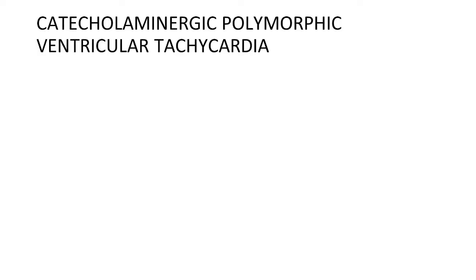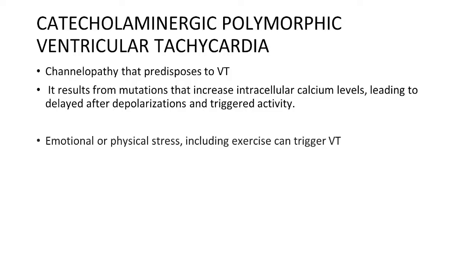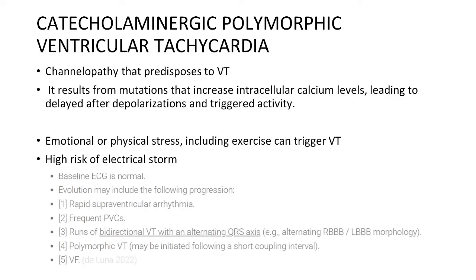Coming to catecholaminergic polymorphic VT. So this is also a channelopathy. Basically it results from mutations in the calcium channels, which cause increased intracellular calcium levels, causing delayed afterdepolarization and triggered activity. Since it is catecholaminergic, any emotional or physical stress can lead to the release of catecholamines and trigger VT. There is a high risk of electrical storm. Electrical storm means greater than or equal to 3 episodes of VT in 24 hours.